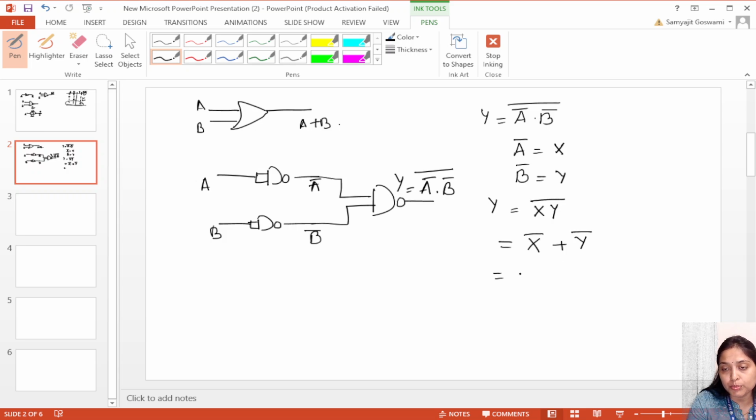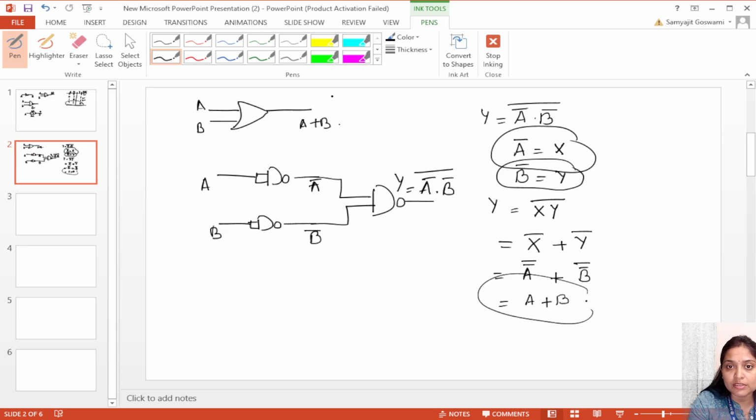Now we have to put in the values. What is X? X is A bar, so this is A bar whole bar. What is Y? Y is B bar, so it is B bar whole bar. According to the Boolean algebra law, any variable bar over bar is the original variable. So it will come A plus B. So we are giving inputs A and B, and the output will be A plus B. This is the representation of the OR gate by using NAND gates only.